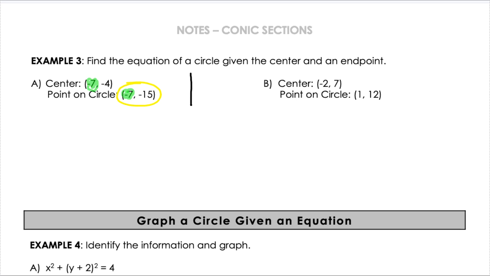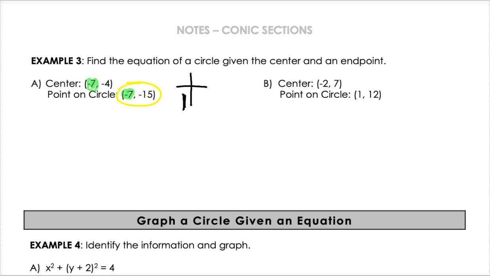So if I think about a quick sketch of a graph, if they're both at negative 7, one's down here at negative 4, and one's further down at negative 15, but since they have the same x value, they're lined up. So I really just have to figure out how far apart negative 4 and negative 15 are to find my radius. So let's go through that same process.